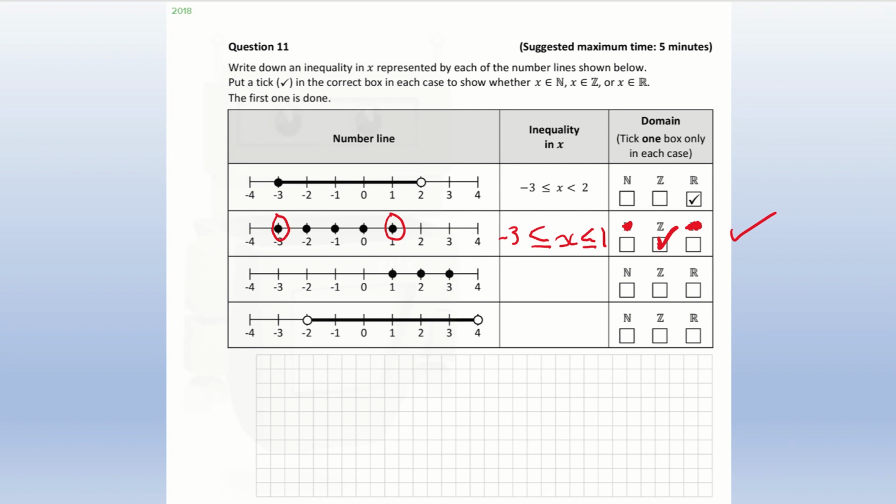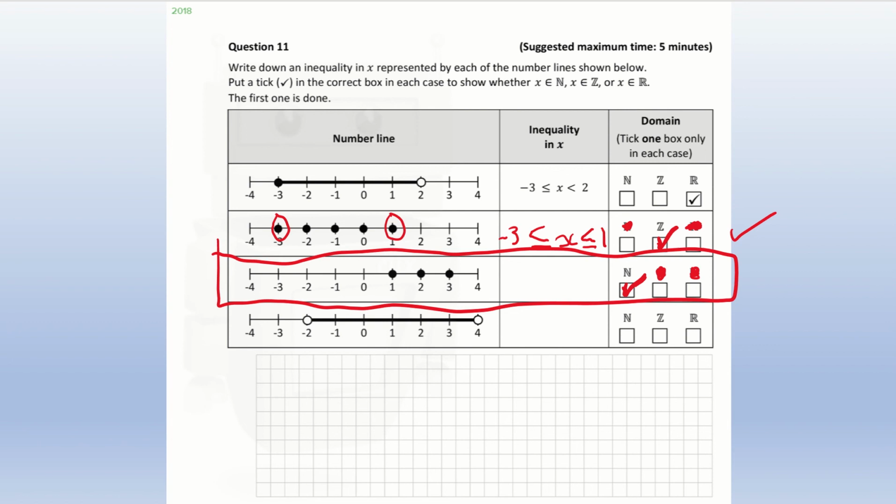For my second one here, the numbers 1, 2, and 3 have dots on them. So again, seeing as it's not a straight line, it's not going to be my real numbers. It could be my integers, but the best way of representing these numbers would be my natural numbers. So if you're unsure of whether it's a natural number or an integer, try and be as specific as possible. So we know these are our natural numbers.